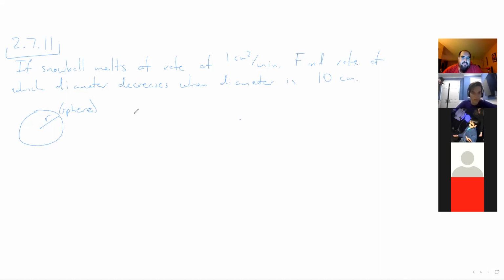What else do we need to pay attention to? It says when the diameter is 10 centimeters, but for us it would be the radius, which is 5. So let's substitute this: when the radius is 5 centimeters. So what information is important? The rate at which it's melting. So what can I call that?